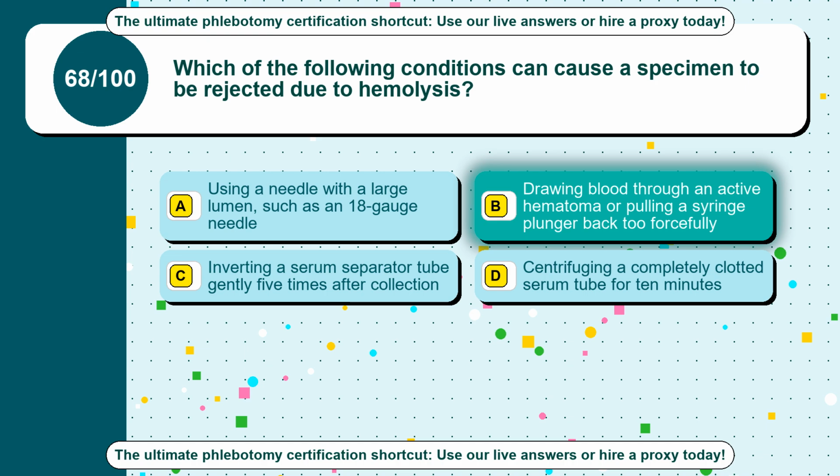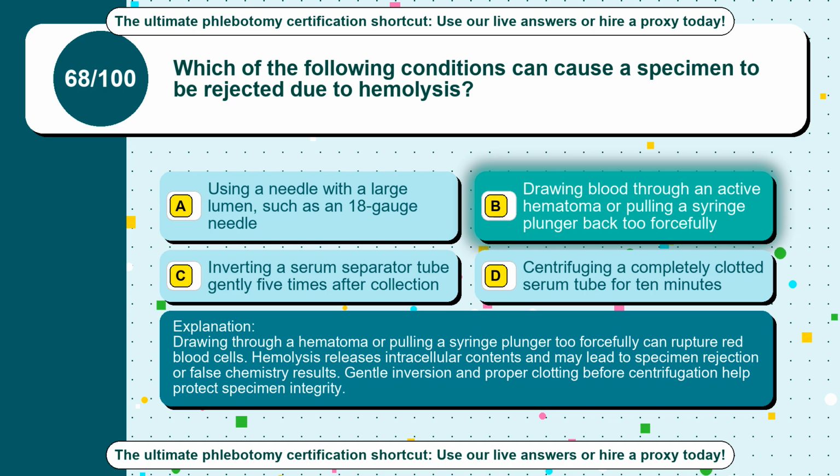Drawing blood through an active hematoma or pulling a syringe plunger back too forcefully. Drawing through a hematoma or pulling a syringe plunger too forcefully can rupture red blood cells. Hemolysis releases intracellular contents and may lead to specimen rejection or false chemistry results. Gentle inversion and proper clotting before centrifugation help protect specimen integrity.